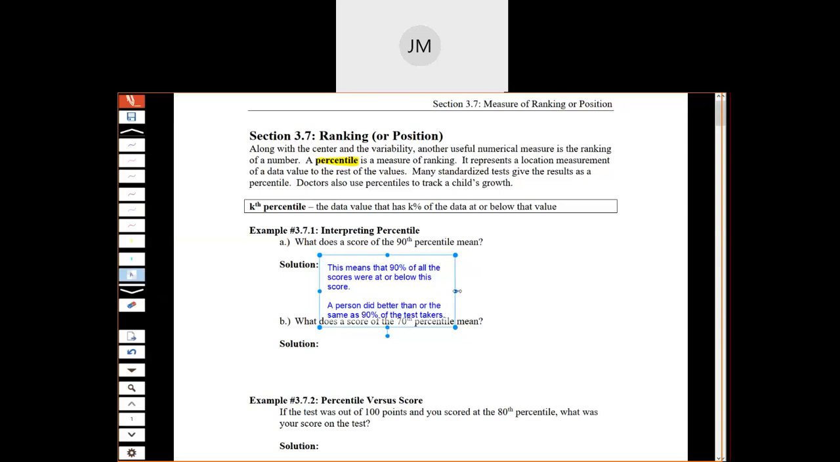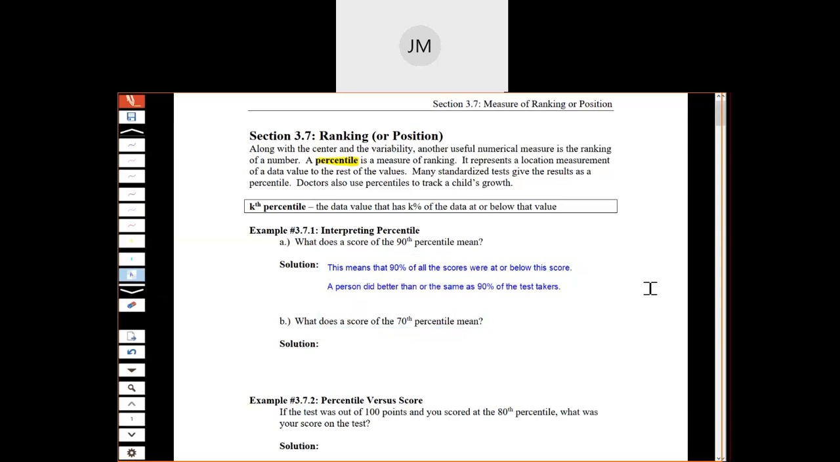Okay, so when we say the same as or better, we can typically think of just better, but it gives us a way to deal with ties, so that we're not ambiguous there. So what does a score of the 70th percentile mean? If a score is the 70th percentile, that means that 70% of the scores were at or below this score.